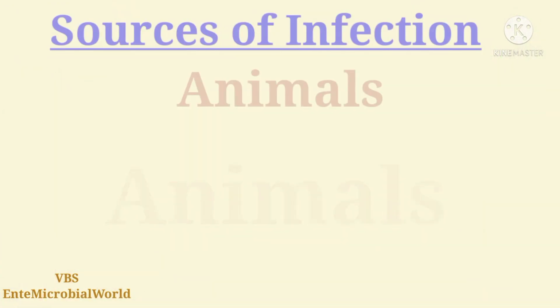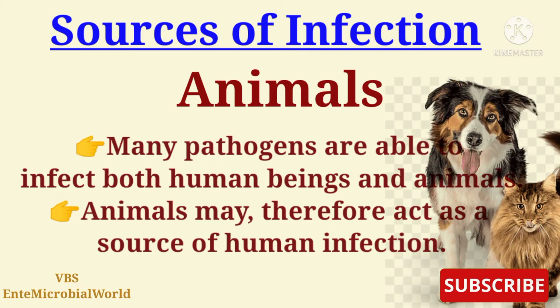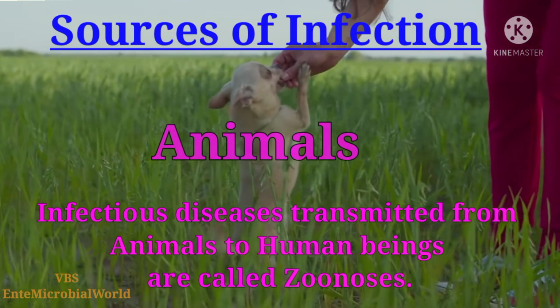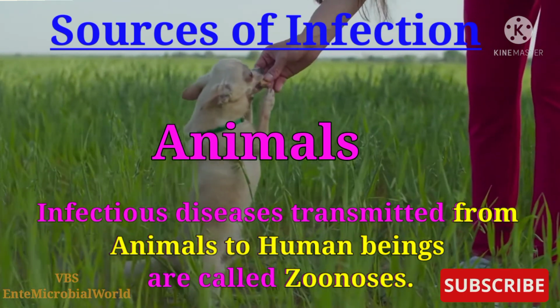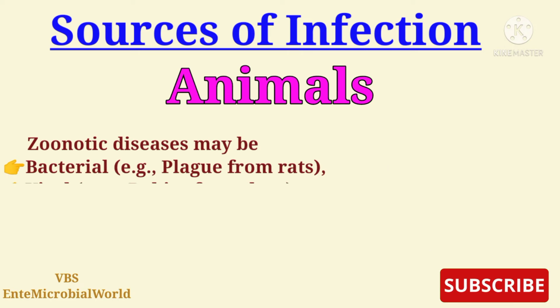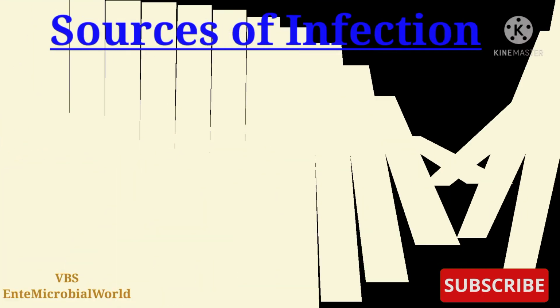Animals. Many pathogens are able to infect both human beings and animals. Therefore, animals may act as a source of human infection. Infectious diseases transmitted from animals to human beings are called zoonoses. Zoonotic diseases may be bacterial, viral, fungal, etc.